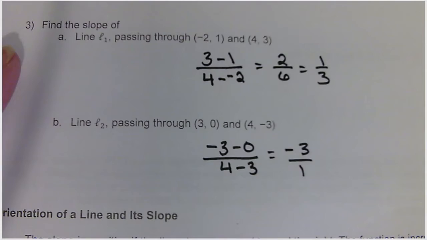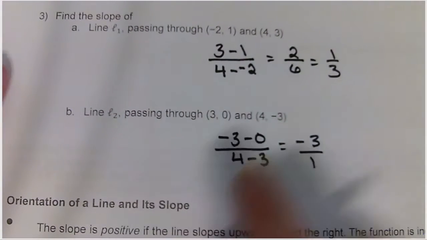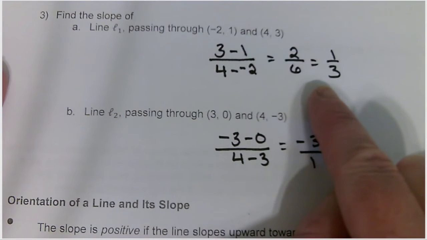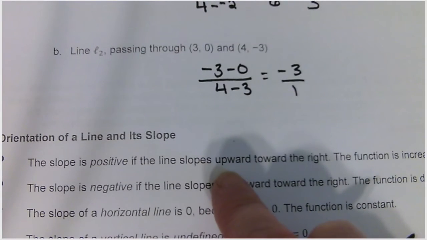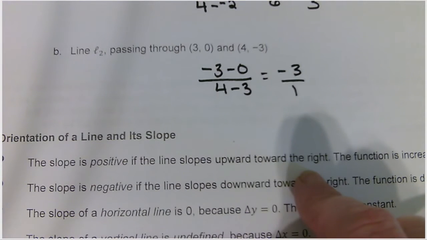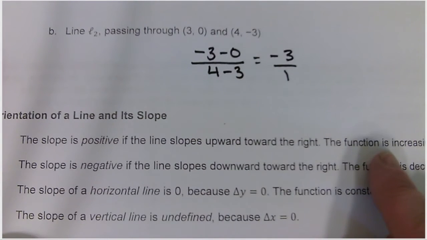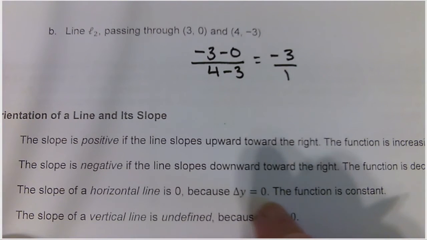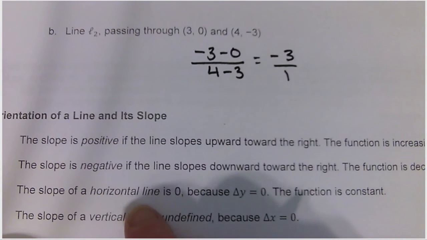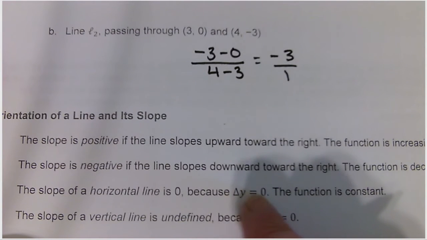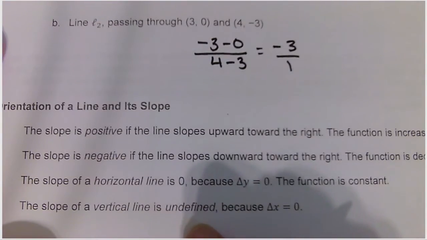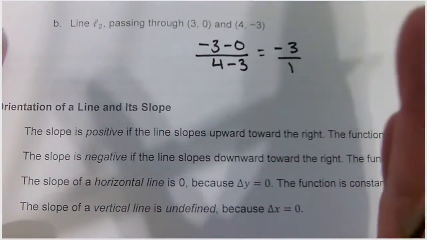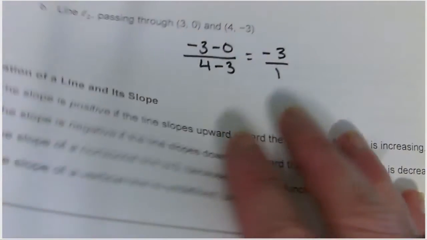And just a quick reminder here that when we have a positive slope, that's going up and to the right. So it slopes upward to the right. The function is increasing. A negative slope is down to the right. When we have a slope of 0, that's a horizontal line because we have no change in y's. And a vertical line is undefined because we have no change in x's, so it's constantly pointing straight up.